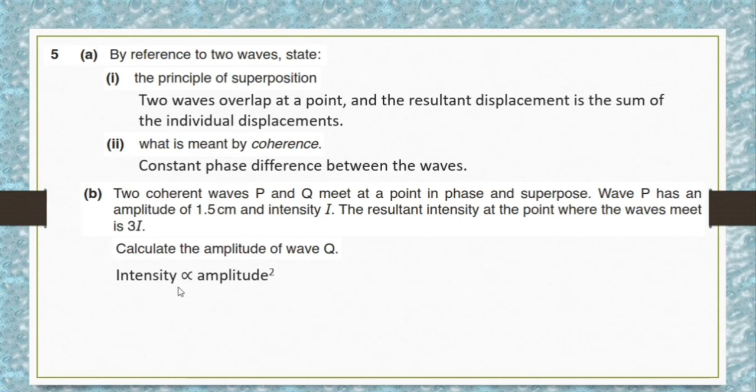We know that intensity is proportional to amplitude squared. So we can use a comparison between two conditions here, that 3I divided by I should be equal to the resultant intensity, so the resultant amplitude, which is the amplitude plus 1.5 centimeters, squared, divided by the initial amplitude, 1.5 centimeters, squared. So you can cross I out here and you can find the value of the amplitude, which is 1.1 centimeters.